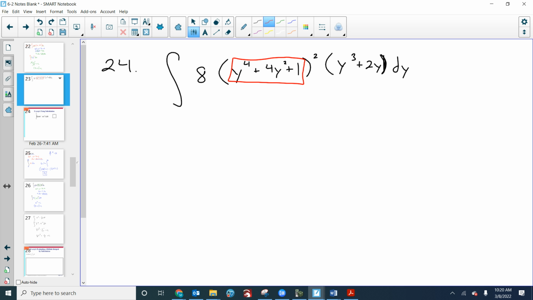So we should start to ask ourselves, if we're going to let u equal this inside, y to the 4th plus 4y squared plus 1, do I see the derivative somewhere else? 4y cubed, I see a y cubed. An 8y, I see a 2y. And that could be adjusted for. Any numbers can be adjusted for.